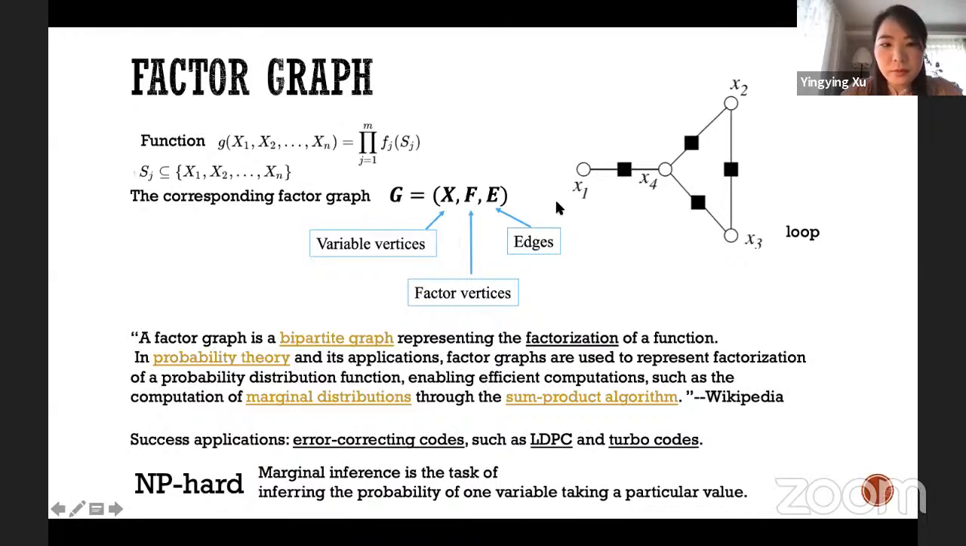Here's a simple example of the graph. For example, function g over n variables can be factorized into m part functions f, and each f function is represented by the black box in the graph, and the circles are the variable nodes. And here is a loop. When there's a loop in the graph, the computation of the marginal is more difficult. The graph is often represented in this form: variable vertices, factor vertices, and edges.